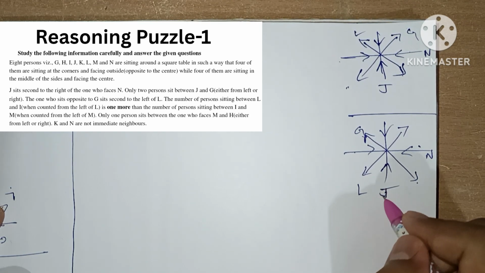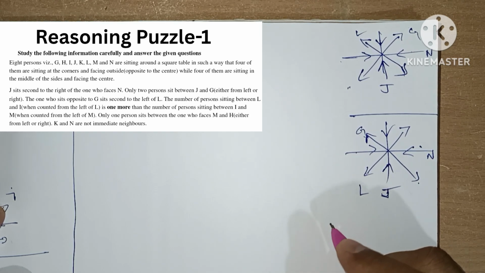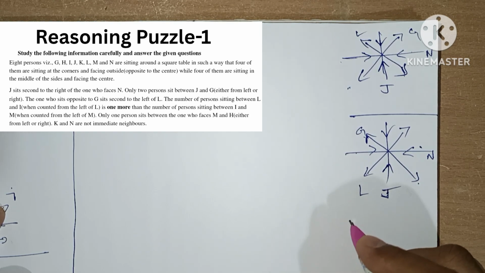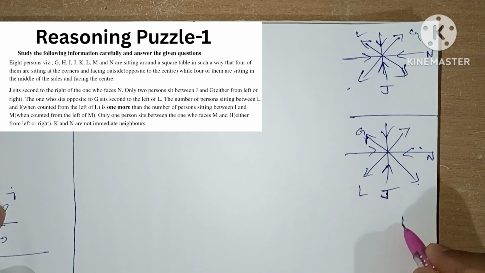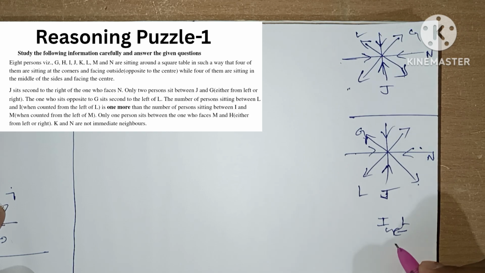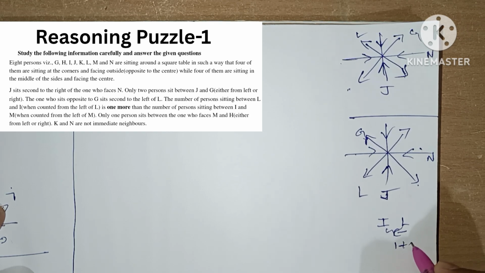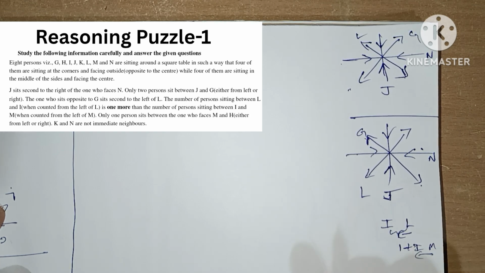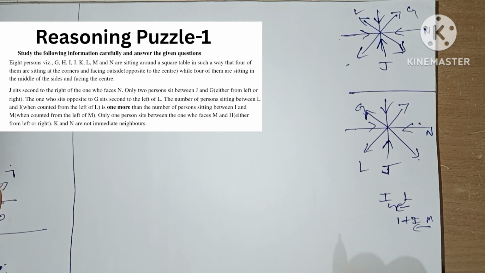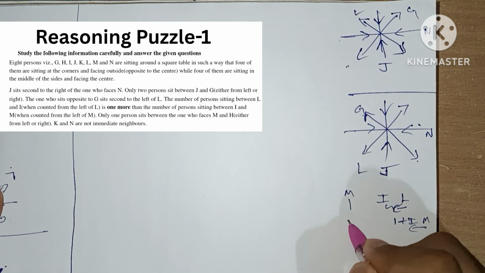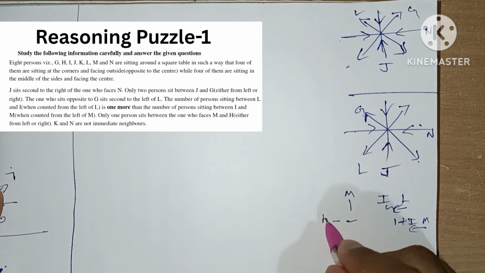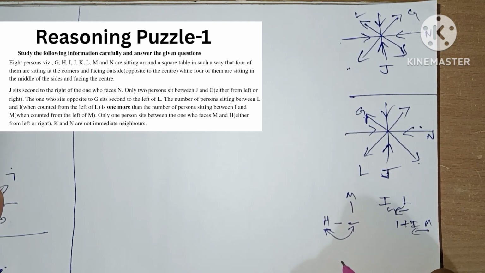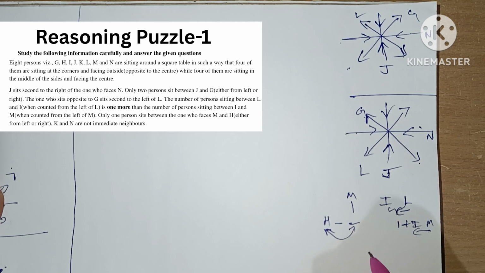Okay. Next statement is the number of persons sitting between L and I when counted from the left of L is the same as one more than the number of people sitting between I and M when counted from the left of M. Next, the final statement is only one person sits between the one who faces M and H. There is only one person, like this. K and N are not immediate neighbors.